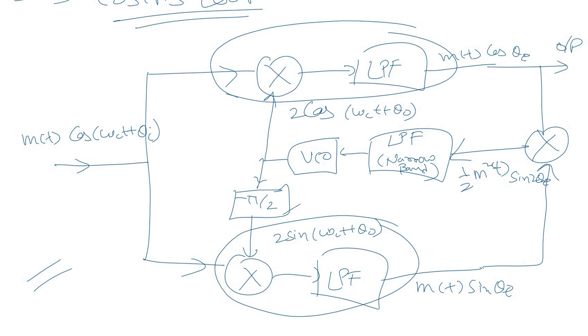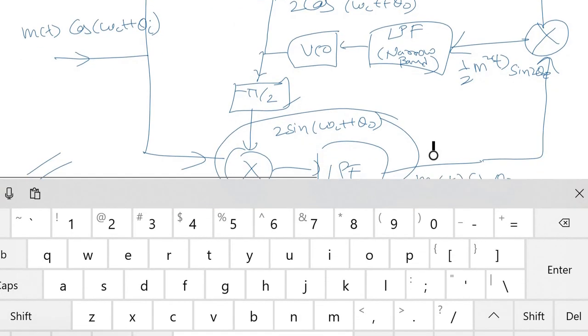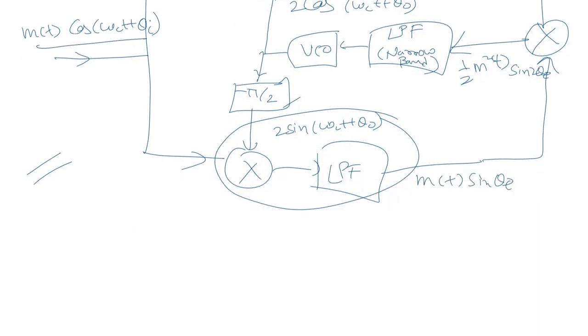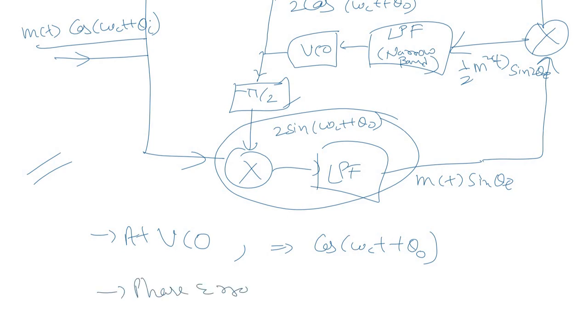These are two PLLs used in the two different branches and the feedback system. So we can say that the incoming signal is again a DSB-SC signal, that is m(t) into cos(omega c t plus theta i). So at the receiver, the VCO generates a carrier signal. At the VCO, the carrier signal generated is cos(omega c t plus theta naught). Okay, the phase error is theta E is equal to theta i minus theta naught.